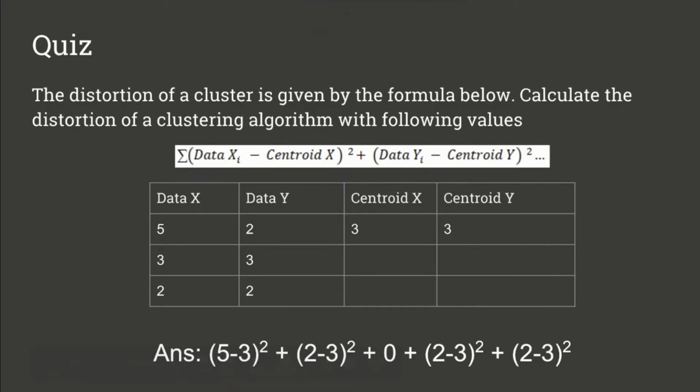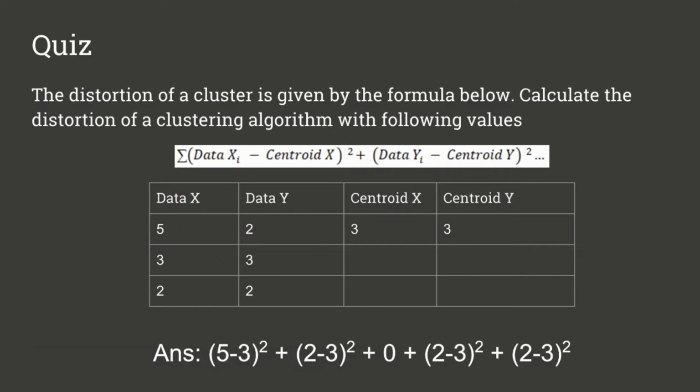The answer over there is 7, right? So that's how you would go about calculating it. You just take the difference between all these points over there. So on the second point, there is no error, right? So 3,3 and 3,3, there is no distance between them. So that's 0.